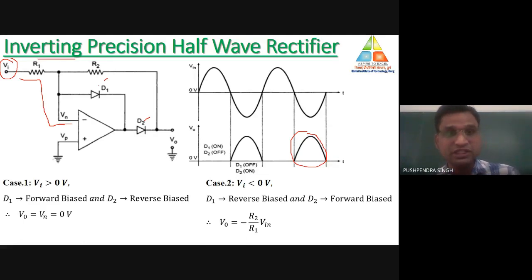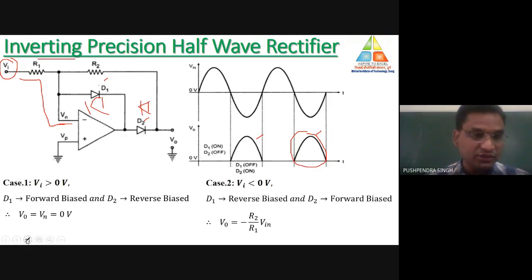As per the waveform, it's a positive precision half wave rectifier circuit. If you want to generate the negative precision half wave rectifier circuit, you only need to reverse the position of the diodes. If the diodes are connected like this, then you can generate the negative output. You only need to change the direction of the diode.